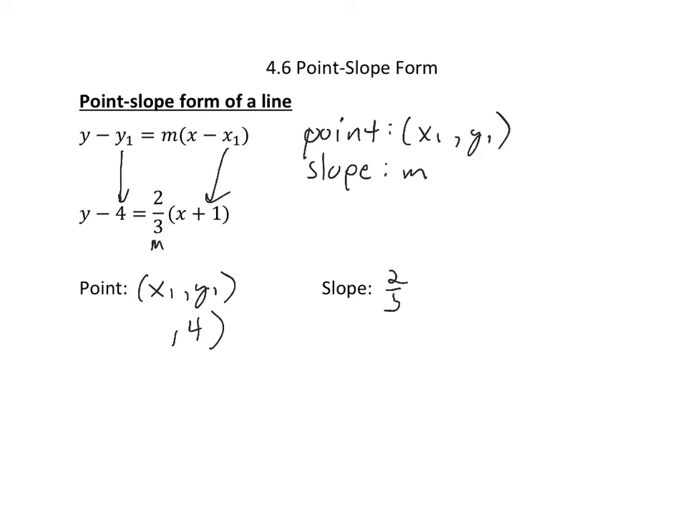However, you see this plus 1? That actually comes from a minus negative 1. So in this case, the x1 coordinate would be negative 1 because it was x plus 1, which is the same thing as minus negative 1. So if you had this equation here, the slope would be 2 over 3, and the coordinates of the point would be negative 1, 4. So if we have a negative coordinate, it'll actually go in as a plus.